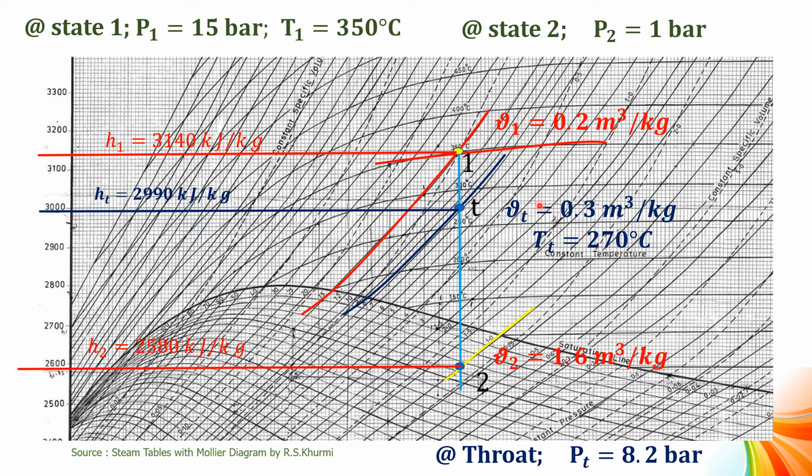Now we have to measure the temperature, the superheated temperature. So that temperature is in between 250 and 300 degrees centigrade. So here, draw a line and take the value approximately, which is 270 degrees centigrade.